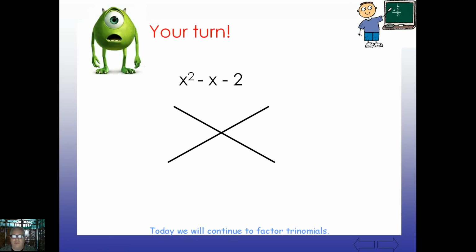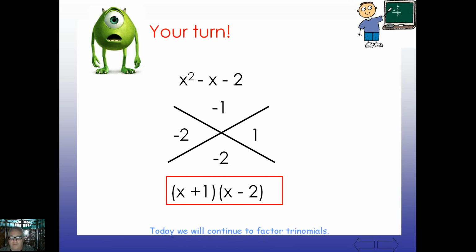All right, your turn. X squared minus x minus 2. Again, we have a negative constant right here. So what's this coefficient? Negative 1. What goes at the bottom? Well, 1 times negative 2 is negative 2. Two numbers now that add to negative 1 yet multiply to negative 2. Their signs have to be different. How about negative 2 and positive 1? Very good. And there's your answer, x plus 1 times x minus 2.